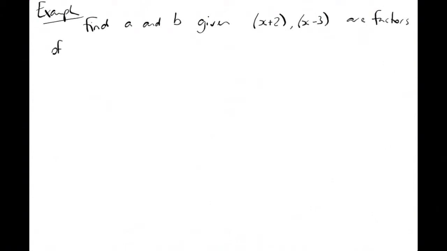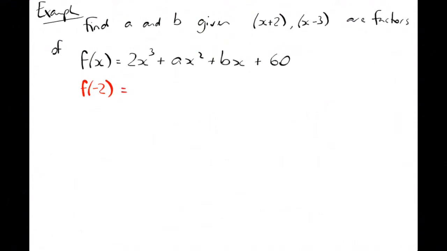Another example that we can use with the factor theorem is it gives us a little bit of information and it wants us to find the original polynomial. So in this case, find a and b, given that x plus 2 and x minus 3 are factors of f(x) equals 2x cubed plus ax squared plus bx plus 60. Given that x plus 2 is a factor, it means I can substitute f of minus 2 in. So f of minus 2 gives me minus 16 plus 4a minus 2b plus 60. And because it's a factor, I know that equals 0.